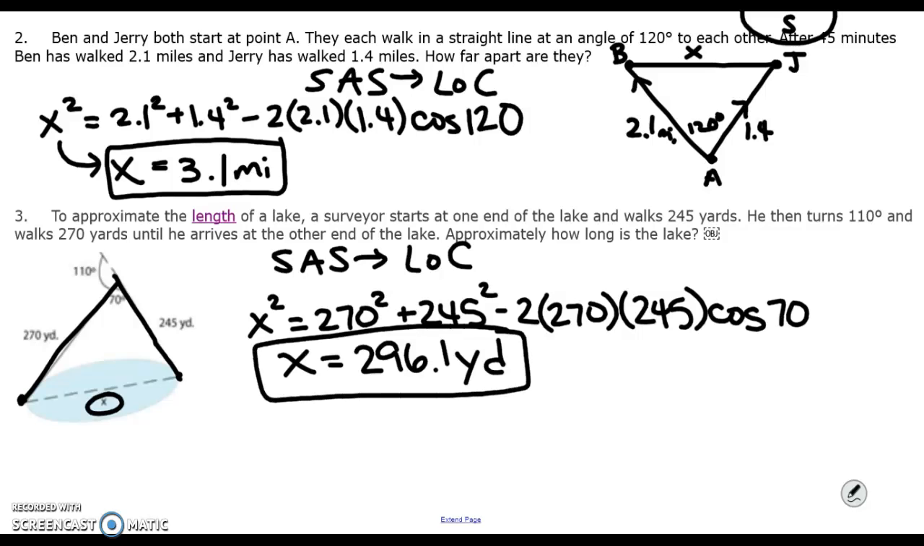And those are the basics. So basically, we're just taking the law of sines and the law of cosines, and we are applying them to real-world problems. We'll practice more in class.